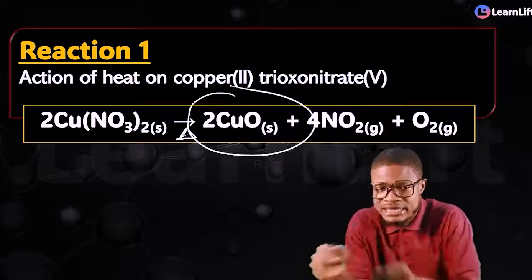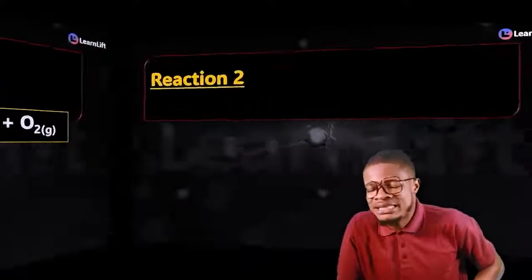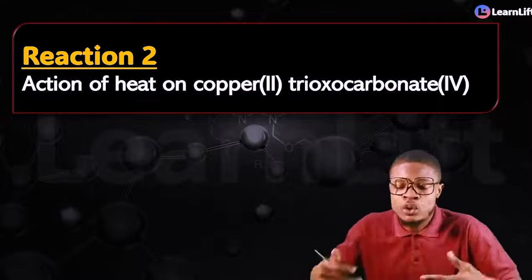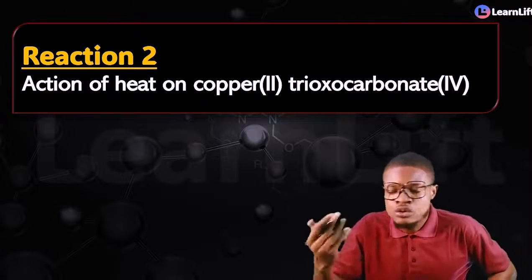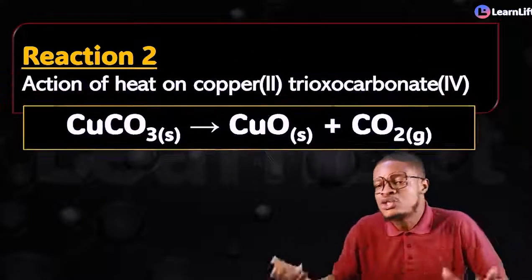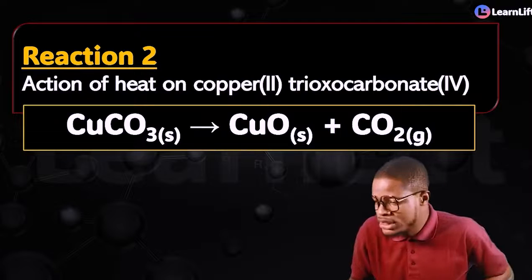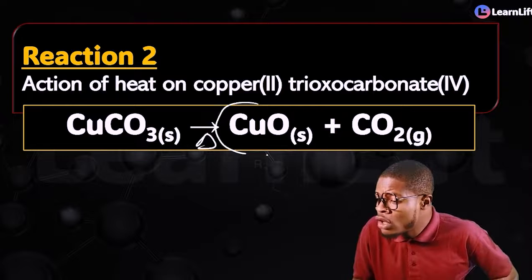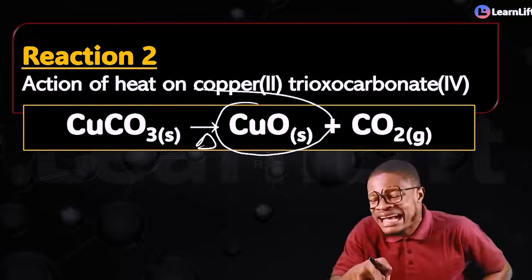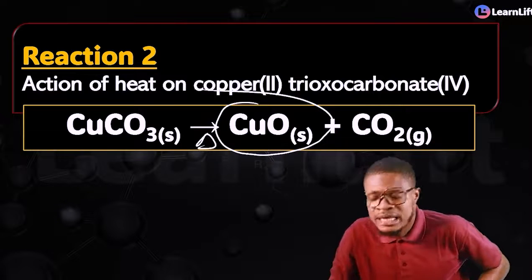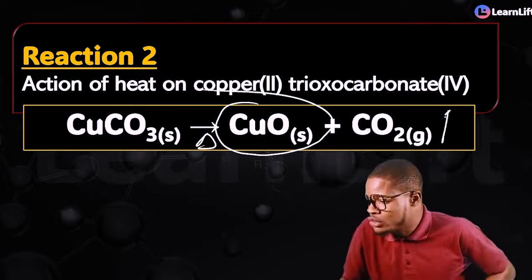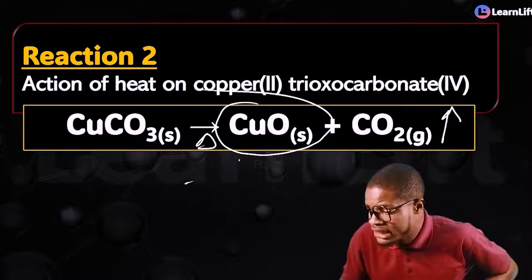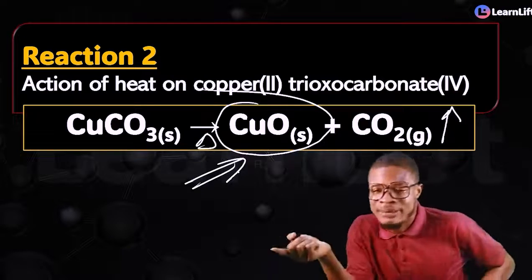Black copper(II) oxide. Second reaction, very fast, is the action of heat on copper(II) trioxocarbonate(IV). Take your copper(II) trioxocarbonate(IV), which is CuCO3. Apply heat to it. When you apply heat, it will decompose and give you a pure sample of black copper(II) oxide, and then carbon(IV) oxide gas is going to be evolved. Nothing concerns me about the carbon(IV) oxide gas. All I'm interested in is the pure sample of your black copper(II) oxide.